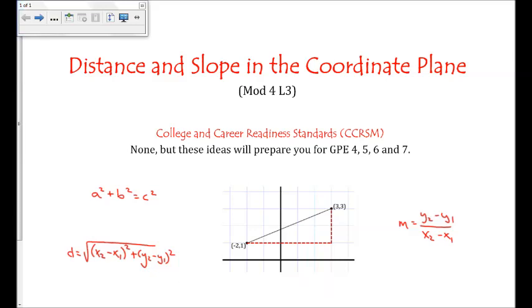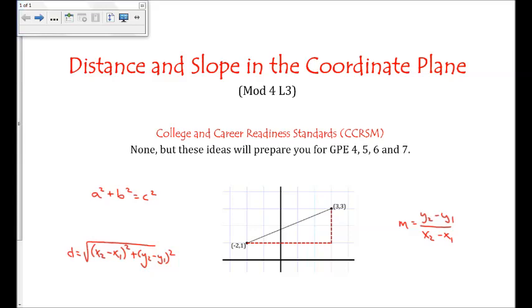This is our first video in Module 4. In Module 4, we'll talk a lot about the coordinate plane, meaning the x and y axis, and graphing points and segments. We'll talk about distances and slopes in this video. And eventually, in this unit, we'll begin talking about quadrilaterals, about rectangles and parallelograms and rhombuses and kites. That's kind of where we're going in this module. But for this lesson, we're focusing on distance and slope.